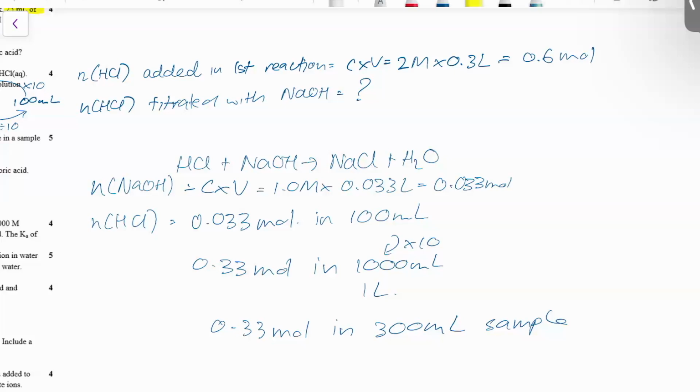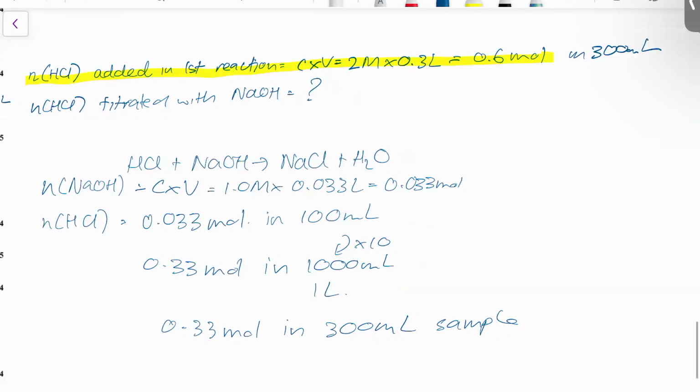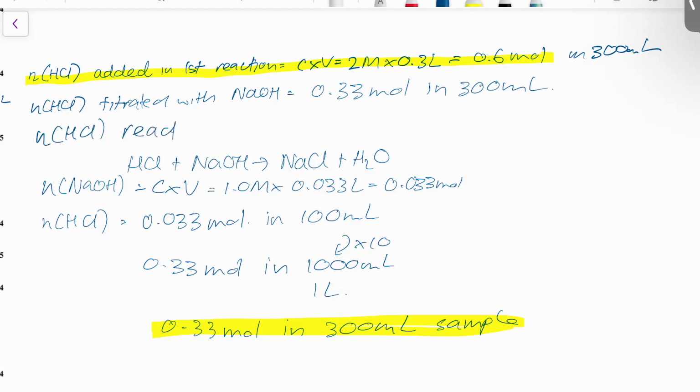Guys, you can't add or subtract numbers together unless you're in the same context. The moles of HCl in the first reaction, that was 0.6 moles in 300 mLs. Now I've figured out that there's leftover 0.33 moles in the 300 mLs. So the moles of HCl that got titrated with NaOH is 0.33 moles in 300 mLs. So I know the moles that got added. I know the moles that got titrated. How do I get the moles that got reacted in my first reaction?